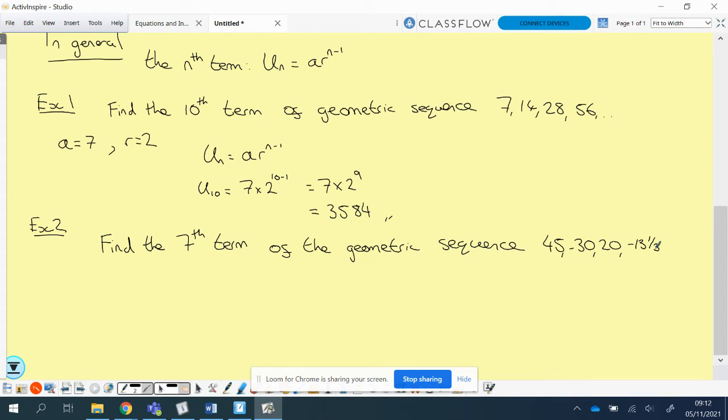Okay, and it goes on. So you can see it's a very similar question. It's just maybe a little bit trickier to actually spot what the ratio is here. Okay. So let's try and see if we can solve this.